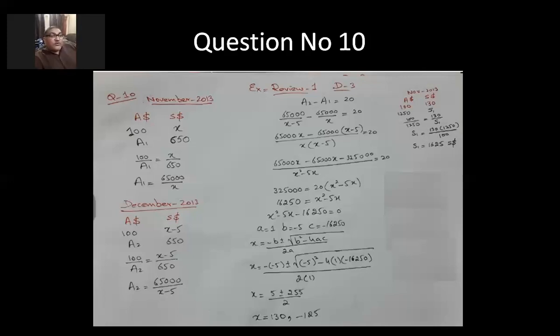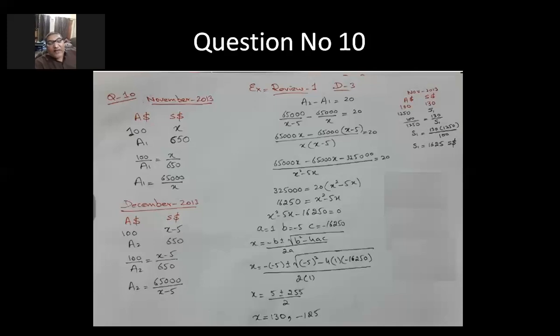So what we will do, that 20 multiplying with that bracket, it will come to this side, it will divide. So you will have 325000 divided by 20. That will give you 16250 equals X square minus 5X. So we will rearrange that equation. So you will have X square minus 5X, and then minus 16250 equals 0. So A is equal to 1, B is equal to minus 5, and C is equal to minus 16250.